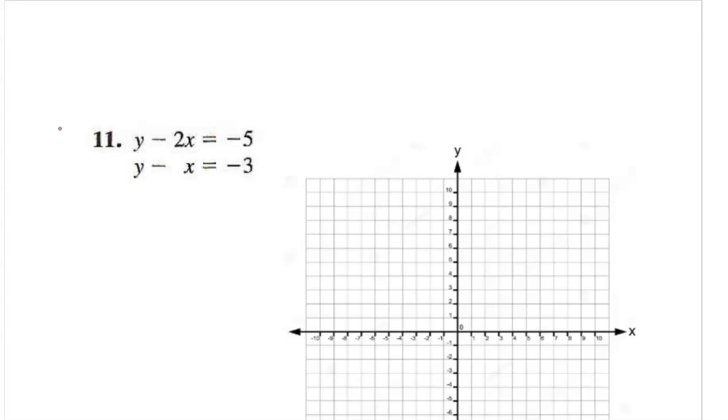Number 11. The first equation is not in slope-intercept form. So let's rearrange it by adding the 2x to move it to the right side of the equals. The y-intercept is at -5. Here's the dot. And the slope is up 2 over 1, up 2 over 1, up 2 over 1, and so on.